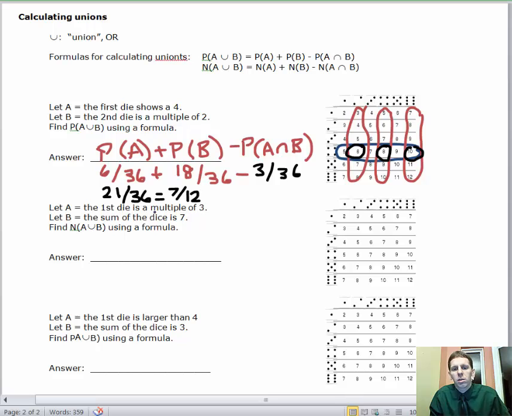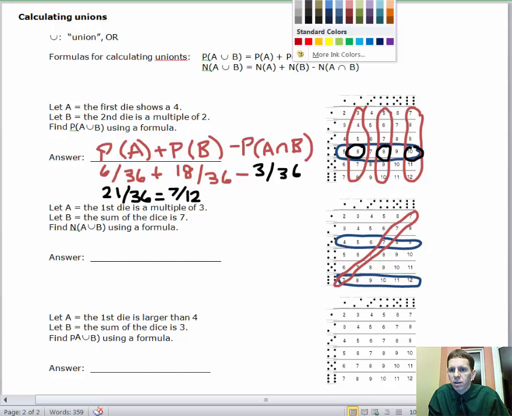Let A equal the first die as a multiple of 3. We've already done the multiples of 3 already. That would be these numbers in this row here and the numbers in the other row down here. Working with a sum of 7 is again our diagonal, and what we're looking for is the number of ways that events A or B could occur.